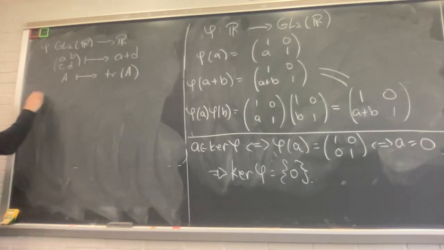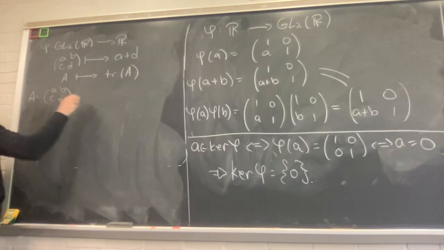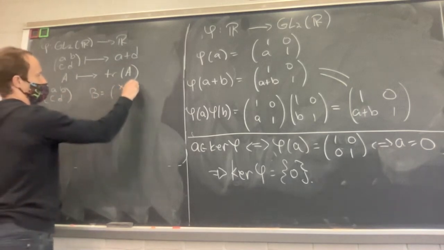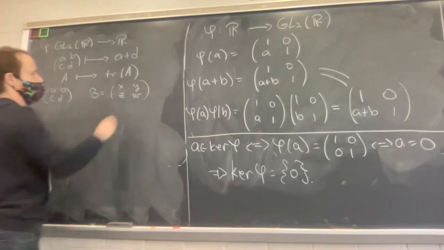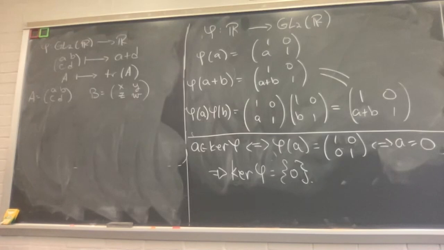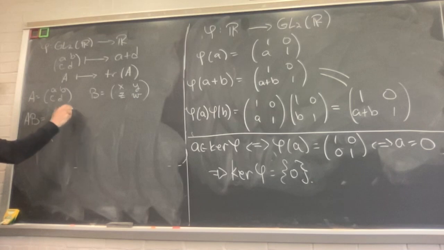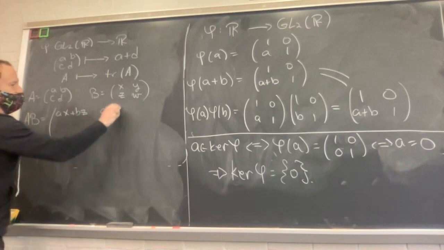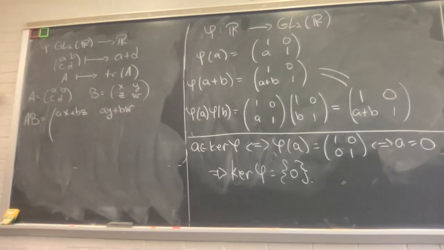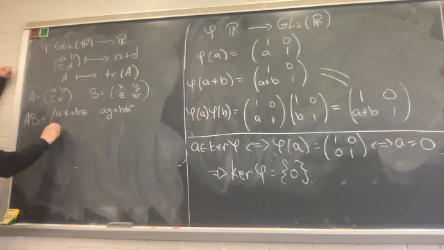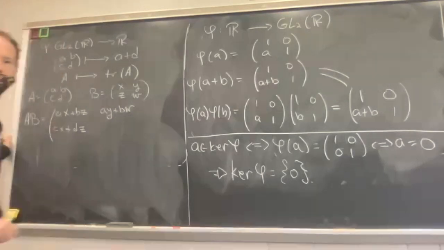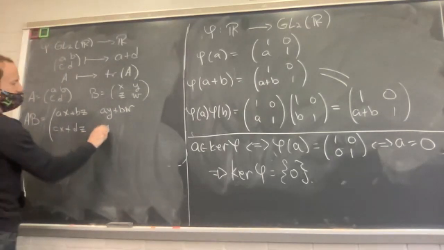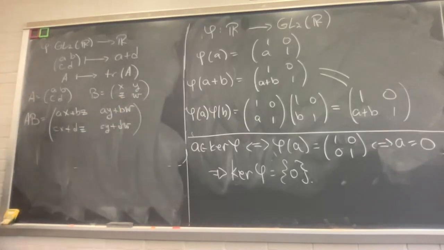Now let's say A is equal to [A, B; C, D], and let's say B is equal to [X, Y; Z, W]. Then A times B is equal to [AX plus BZ, AY plus BW; CX plus DZ, CY plus DW]. We did this matrix multiplication calculation before.